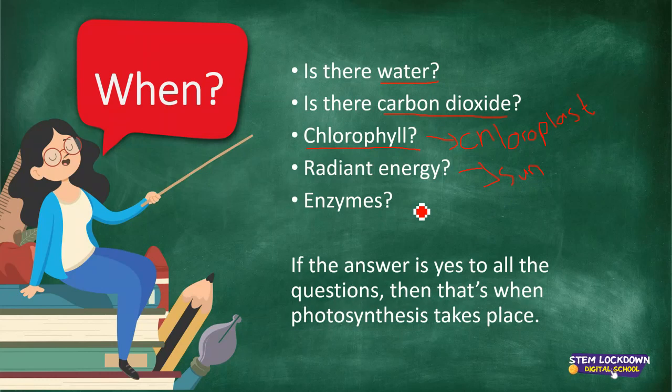We need enzymes. Where are enzymes found? Enzymes are found in the leaf. Or rather, sorry, enzymes are found in the stroma. Because when we say the leaf, that is just too broad. Enzymes are found in the stroma. So if your answer is yes, yes, yes, yes, yes to all these questions, that is when photosynthesis takes place.